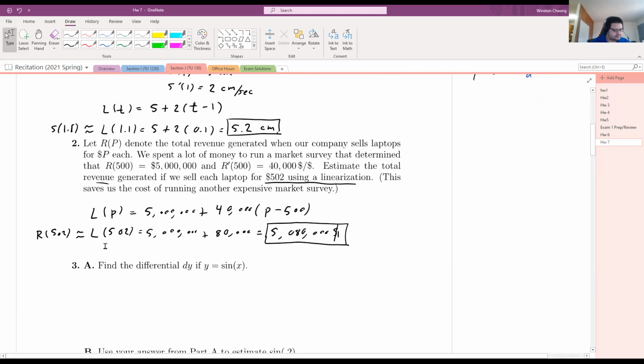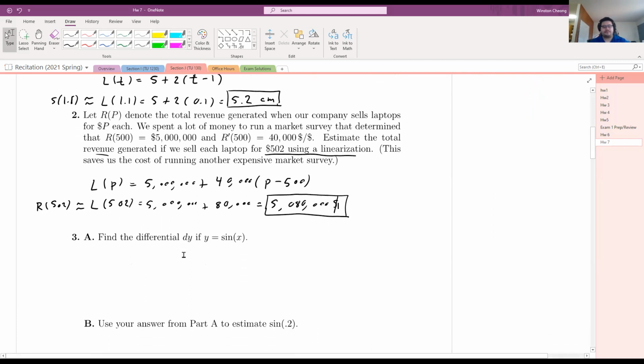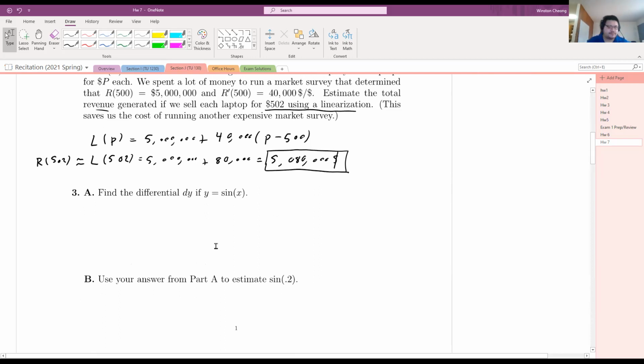No? Okay. So now we start to talk about differentials. Differentials are a bit weird, I guess. I definitely didn't explain it that well in the other class.